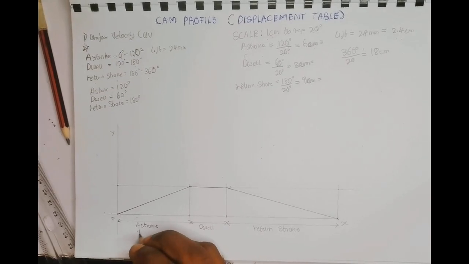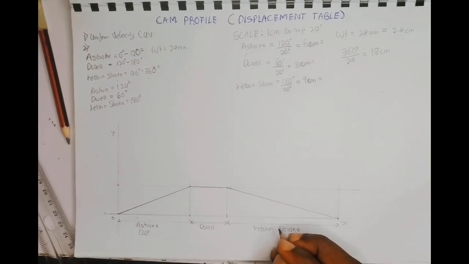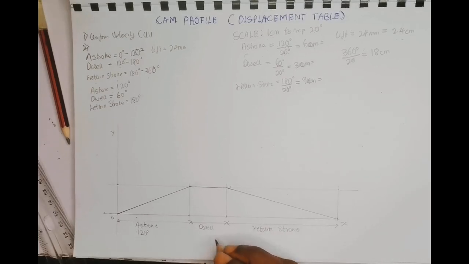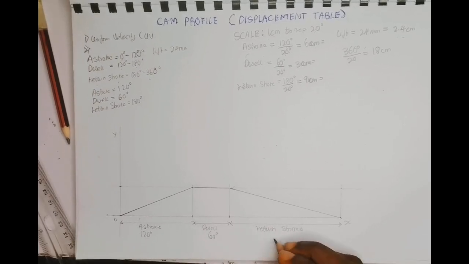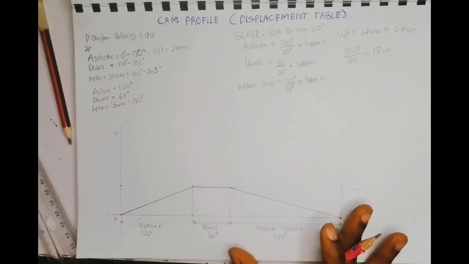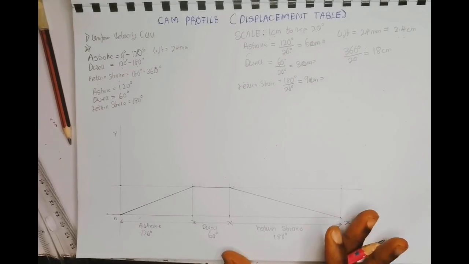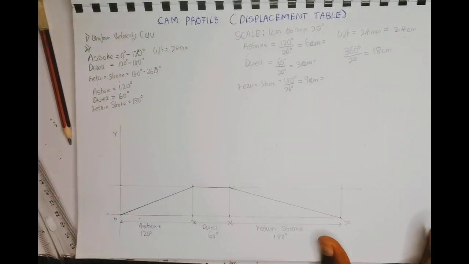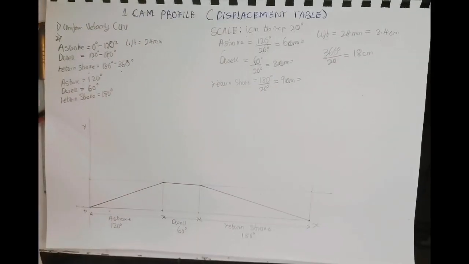This is 120 degrees, I was forgetting. This is 60 degrees, and this is 180 degrees. So this is how you draw the uniform velocity motion for a displacement table. Now let's draw the cam profile.